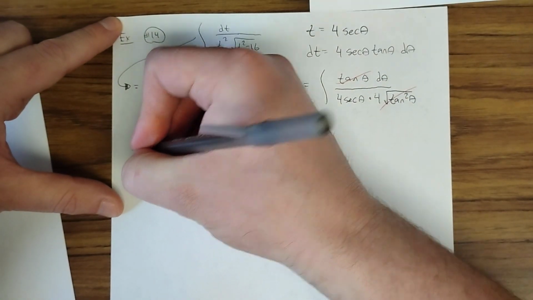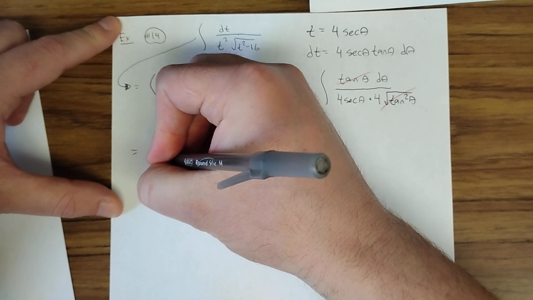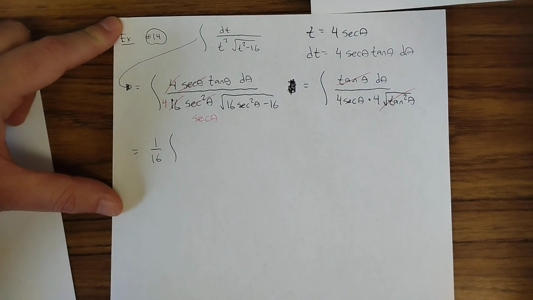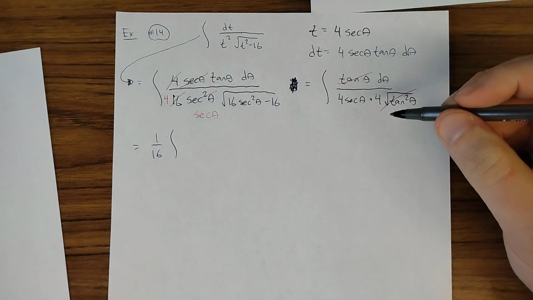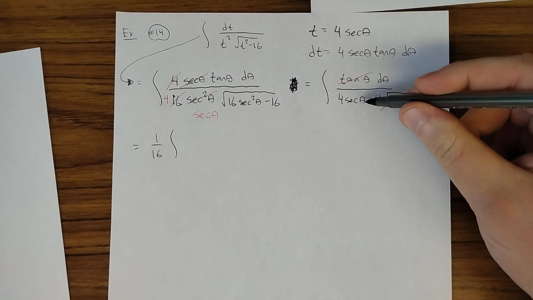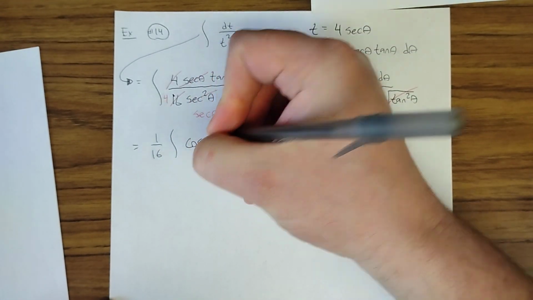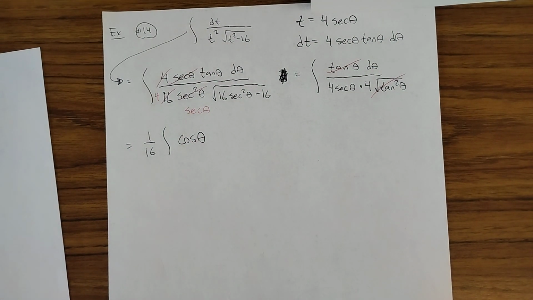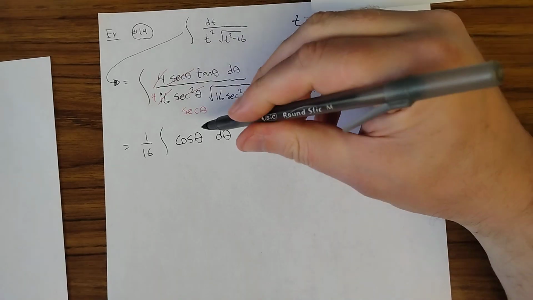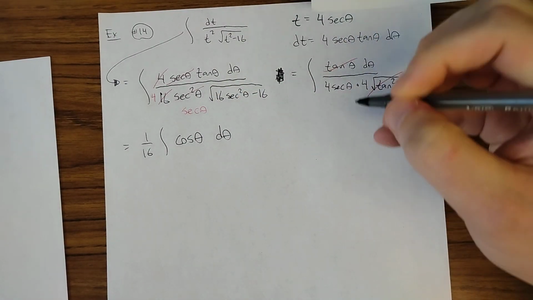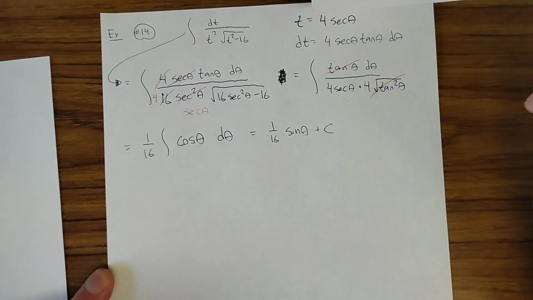All right. Okay, so I've got a 16 on the bottom. Maybe I'll use this opportunity to write that on the outside. What else do we have? I've got a secant on the bottom, which we should remember that secant is the reciprocal of cosine. I would much rather just write cosine than have a secant on the bottom. That's the same thing. So this actually turned into one of the easiest things ever. This is just 1/16 sine theta plus c.